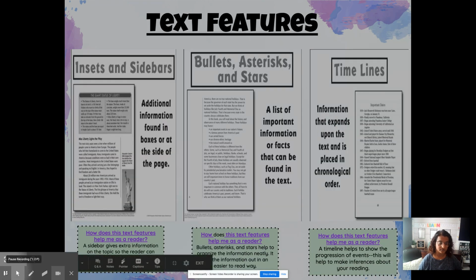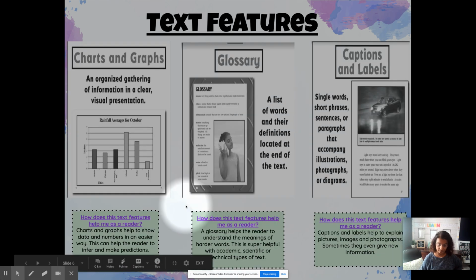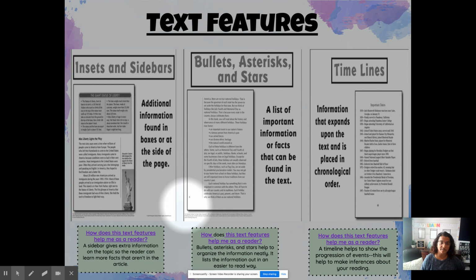Okay, let's go to the next part. Another set of text features are called insets and sidebars. An inset is set inside of the main article, or I call it a sidebar because it's off to the side. It's just additional information that you can find in a box at the side of the page. For example, this is a sidebar that gives me fun facts about the giant Statue of Liberty. It just gives me additional information. It's not inside the main part of the text, and those are fun to read because you learn additional facts.